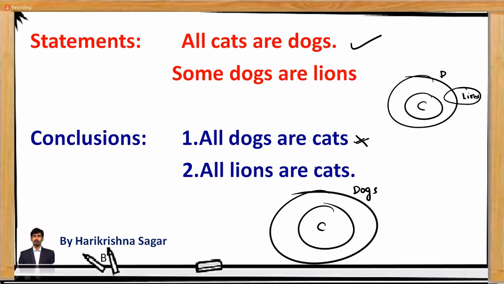And all lions are cats. So let me understand. Lions are here, cats are here. This is not possible. But let me look at the second statement which is given. Some dogs are lions. That means, can I keep some dogs are lions? So I am trying to keep lions somewhere inside the dogs, right? So I can also keep like this. It's not violating your condition or statement at all. So some dogs are lions. So some of these dogs, I'm taking it as lions.